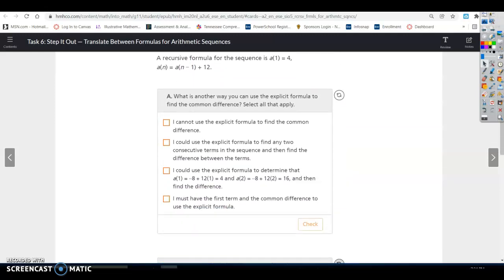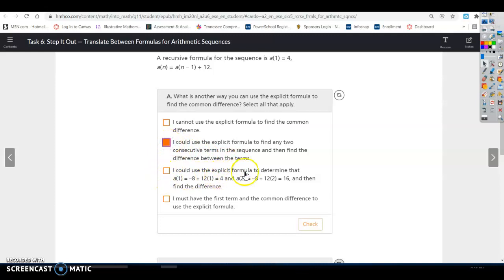All right, so it says, what is another way you can use the explicit formula to find the common difference? Select all that apply. So this says I cannot use the explicit formula to find the common difference. Well, we just did, so we know that one's not true. I could use the explicit formula to find any two consecutive terms in the sequence and then find the difference between the terms. That's true, you could do that.